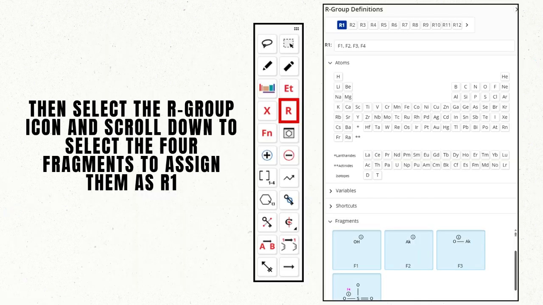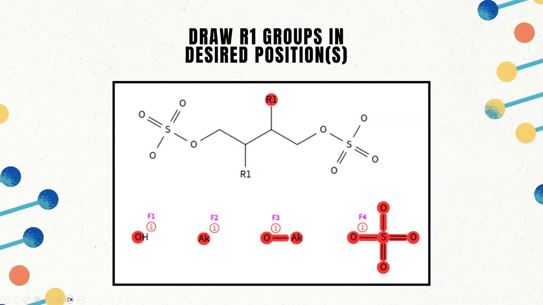Once those fragments are assigned, you'll then open the R group menu, which is again on that left-hand side menu, the big capital R. And when this opens, it'll look something like this. So if you scroll down to the bottom of that, and select each of these 4 fragments, you'll then see that R1's definition is now F1 through F4.